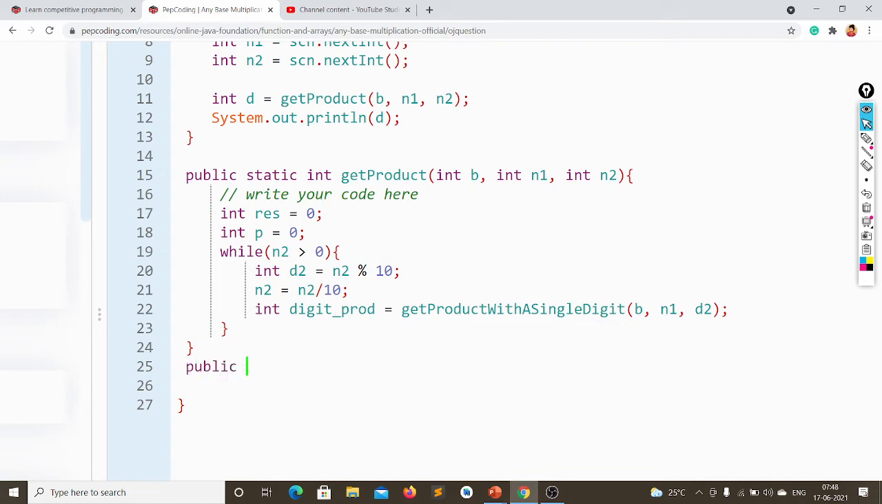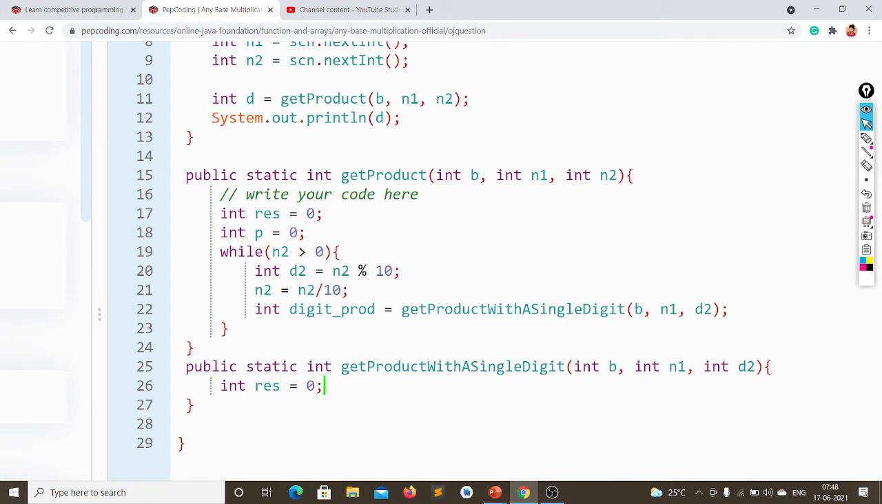So public static, I'm returning from getProductWithASingleDigit. I'm passing int base, int n1 and int d2. Okay, let's complete this function. So what this function means is, let's take here again result is equal to 0, and let's take a carry as 0. Let's take p is equal to 0.